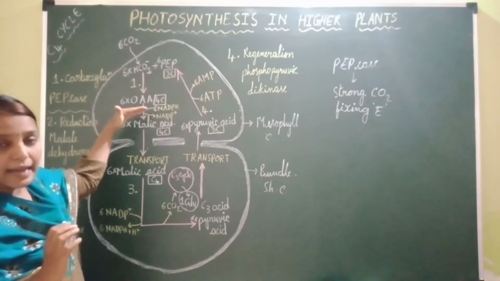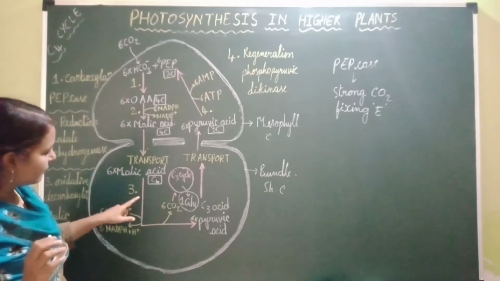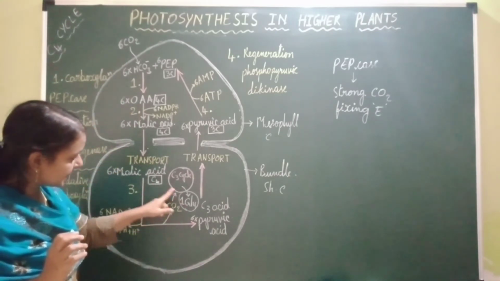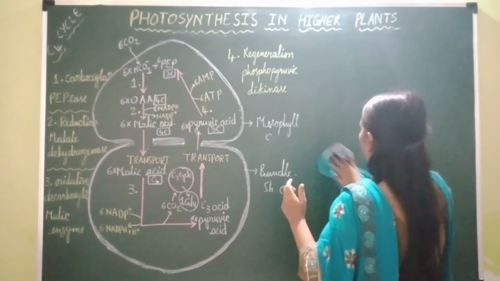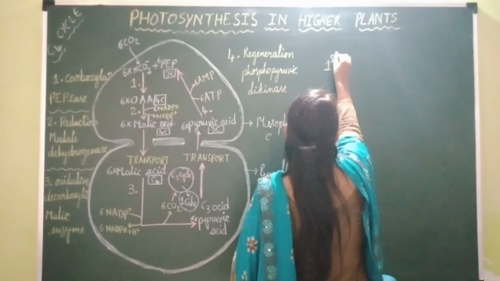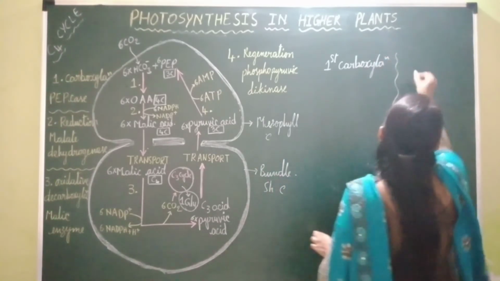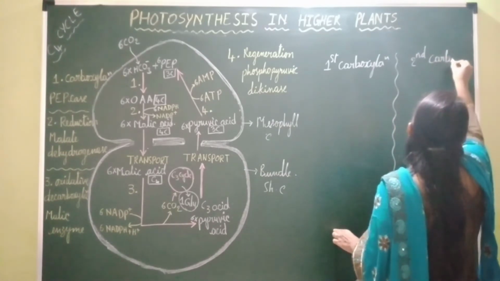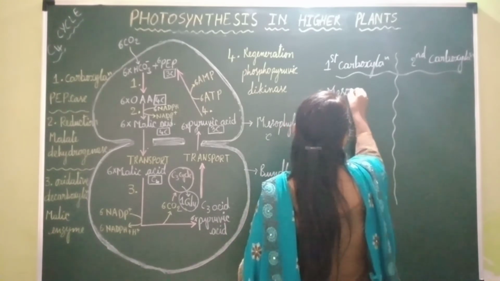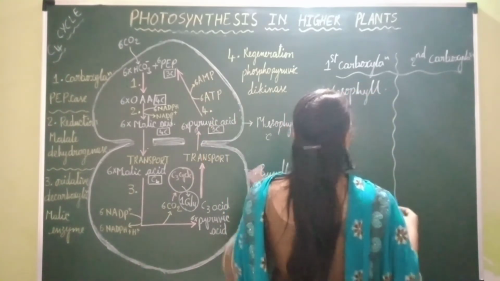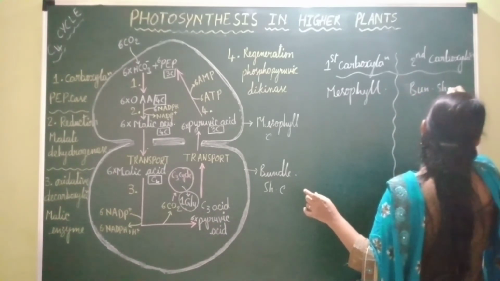Here, what is happening? Carboxylation, that is carbon dioxide fixation, occurs two times: once in the mesophyll cell, in the first step, and next the second carboxylation takes place in the bundle sheath cell. Now let's study these carboxylations, the first carboxylation and the second carboxylation. Where is the first carboxylation taking place? The first carboxylation is taking place in the mesophyll cell, whereas the second carboxylation is taking place in the bundle sheath cell, that is in the C3 pathway.